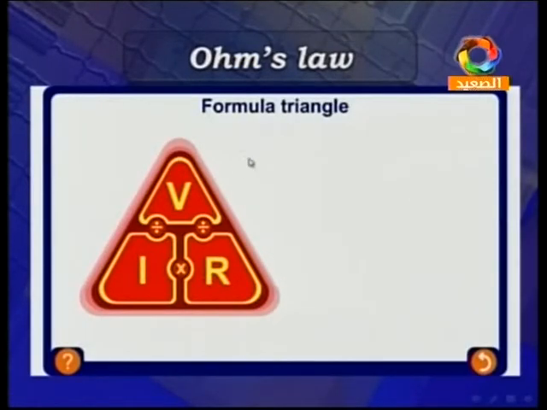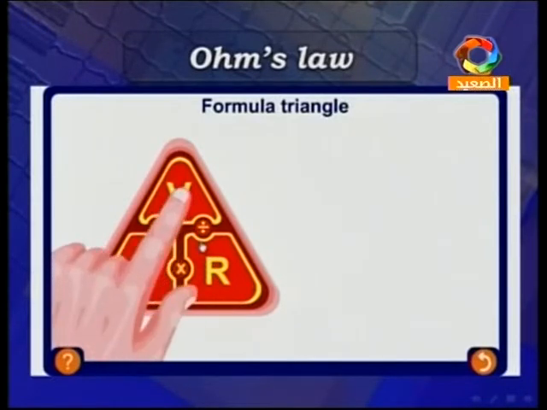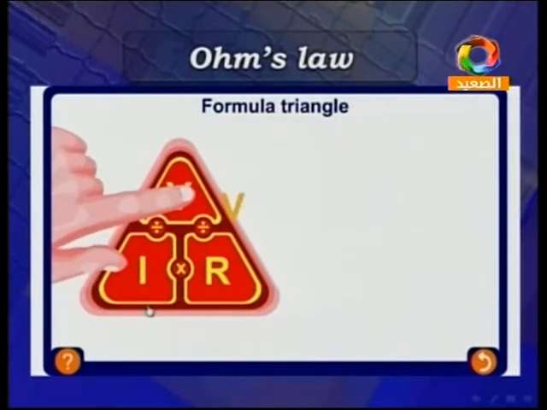Here we have the formula triangle. This is V and this is R and this is I. V is the potential difference, R is the resistance, and I is the electric current intensity. Very good students, you remember this. If I need to calculate V, or the potential difference, hide it with your hand like this, and V equal I times R.